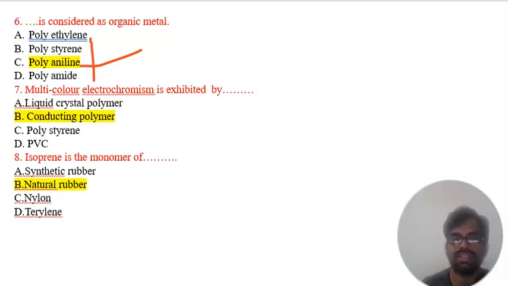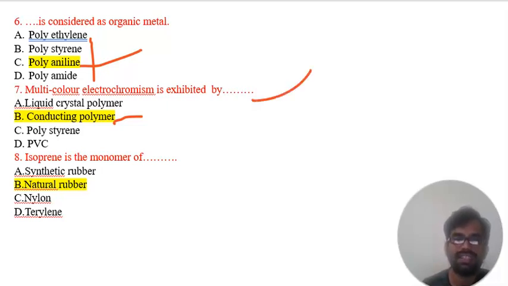Next you can see the seventh bit, multicolor electrochromism is exhibited by dash. Here are the options: A, liquid crystal polymer, B, conducting polymer, C, polystyrene and D, PVC. So conducting polymer is the right answer for multicolor electrochromism.